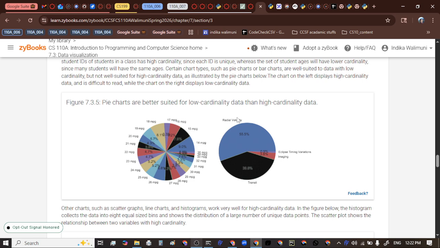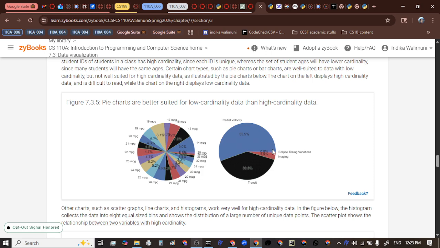So if you compare these two data sets, which one has the highest cardinality? Second one? First one, right? In the first one, you can see that the number of unique elements in the data sets is higher, right? And that's why we have a lot of smaller pieces of the pie. And then this one, we have less, right?